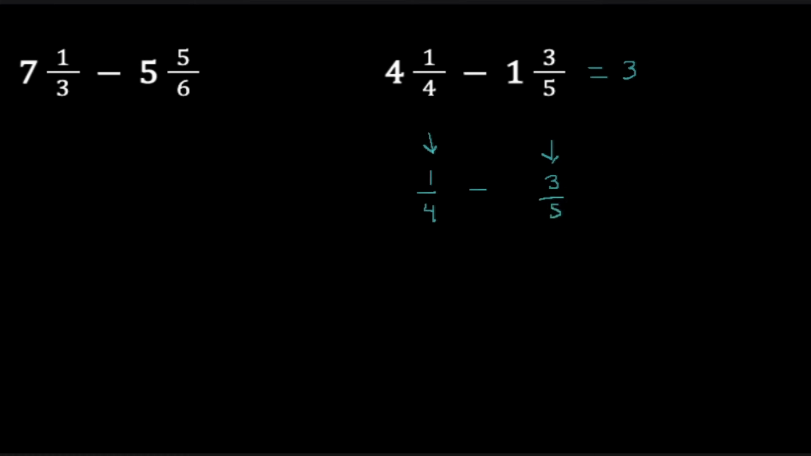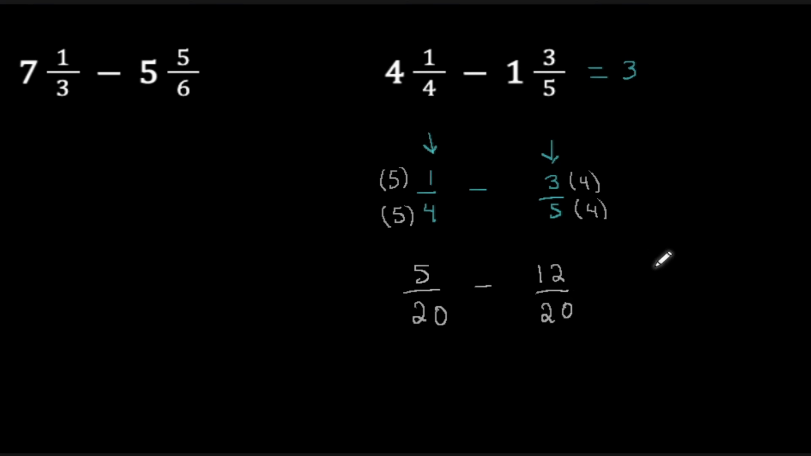Let's find a common denominator. I know it's going to be 20 because I can simply multiply 4 times 5 to give 20. So let's turn this 5 into 20 by multiplying by 4. And then let's turn this 4 into 20 by multiplying it by 5. So let's go ahead and place 5 over 20 here, minus 12 over 20 here.